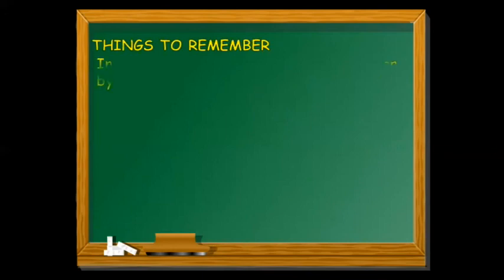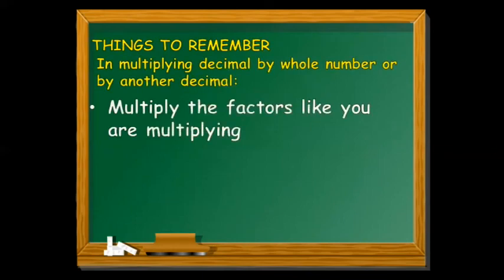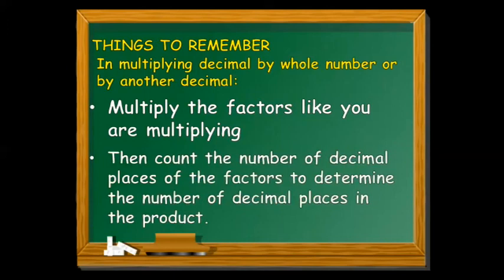So the things to remember, class: in multiplying a decimal by a whole number, the first step is to multiply the factors like you are multiplying whole numbers. And the second one is count the number of decimal places of the factors to determine the number of decimal places in the product. Okay, so I think that's all for today.